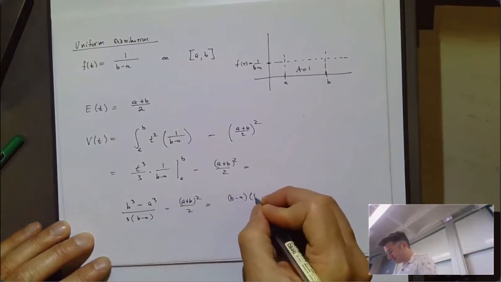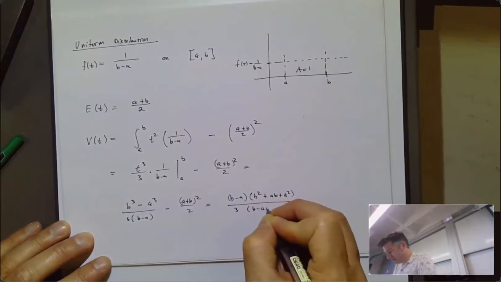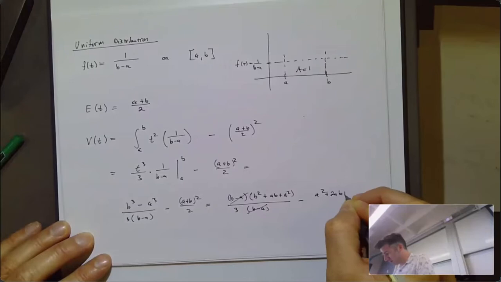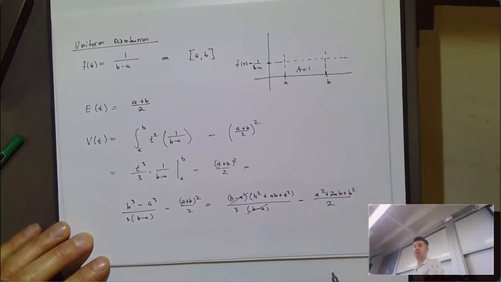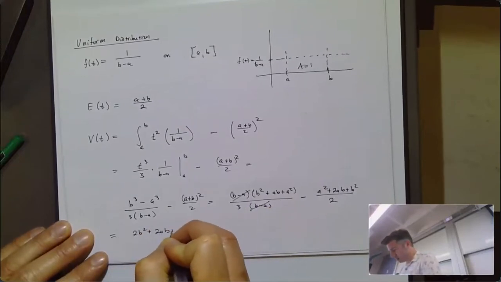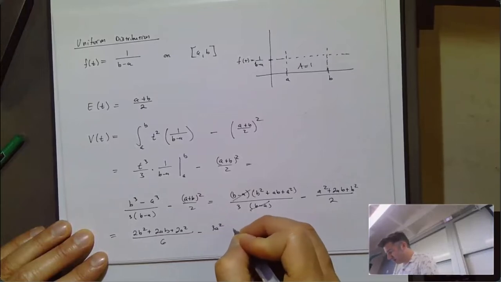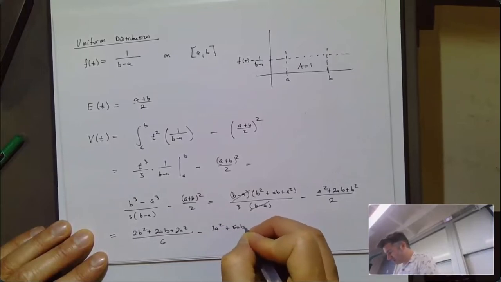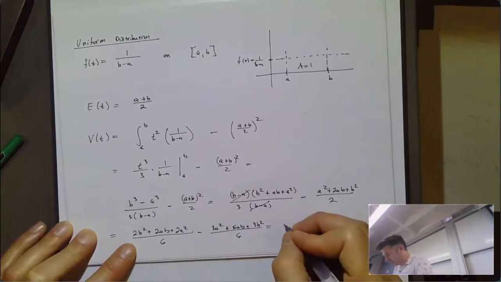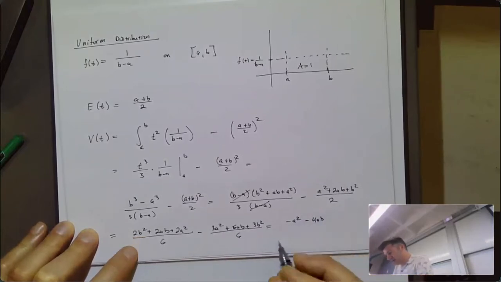This factors, cancel the b minus a. And then we have a squared plus 2ab plus b squared over 2. And then we get a common denominator. So multiply this by 2 over 2. We get 2b squared plus 2ab plus 2a squared over 6. Multiply this by 3 over 3. We get 3a squared plus 6ab plus 3b squared. And then if we subtract them, 2a squared minus 3a squared is negative a squared. 2ab minus 6ab is negative. I'm worried now. I feel like I made a giant mistake somewhere.